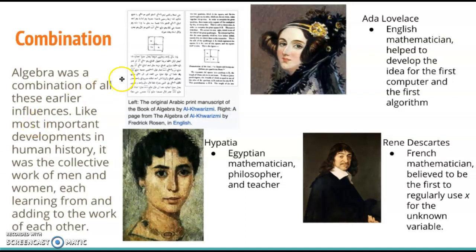Here on the upper left is a page from the original Arabic manuscript translated into English, as well as a few important men and women who contributed to mathematics and to algebra. In England, Ada Lovelace was a mathematician, a scholar, and she helped to develop the idea of the computer and the algorithm. Hypatia was a mathematician, a philosopher, and teacher in ancient Egypt. And Rene Descartes was a French mathematician who was believed to be the first to regularly use x for the unknown variable in algebraic equations.